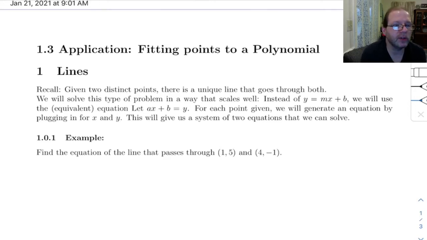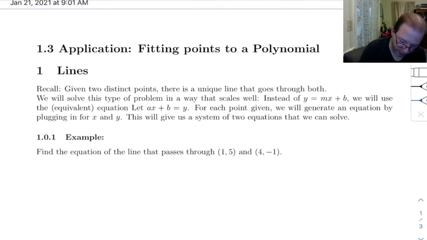In 1.3, we're going to look at fitting points to a polynomial. So you've done this before when you're given 2 points and you're told to find the line that contains both points. So we're going to start with lines, and we're going to do this slightly differently. Instead of plugging into y equals mx plus b and figuring out the slope and then getting the y-intercept, what we're going to do is plug each given point into ax plus b equals y. That's going to give us a system of equations to solve, and that'll help us get our line.